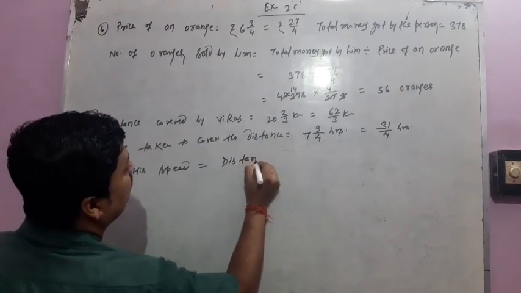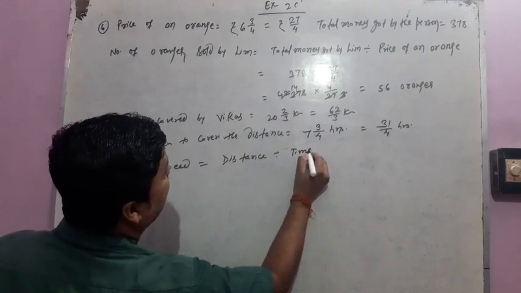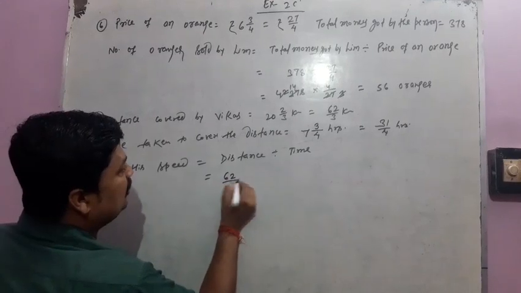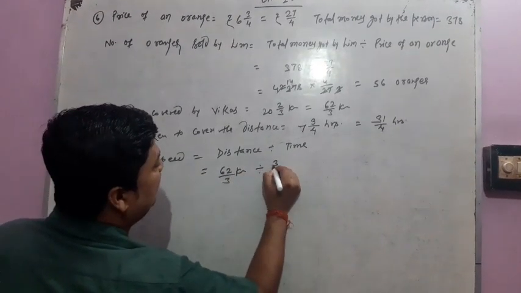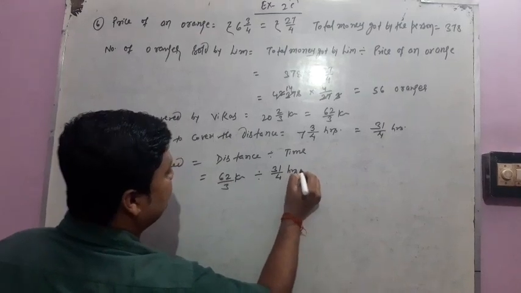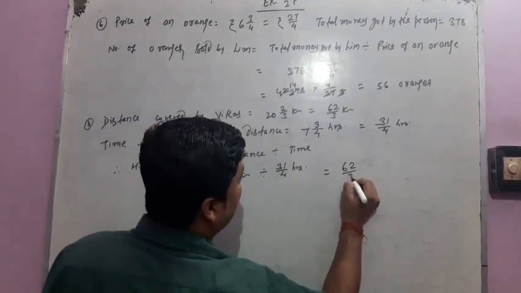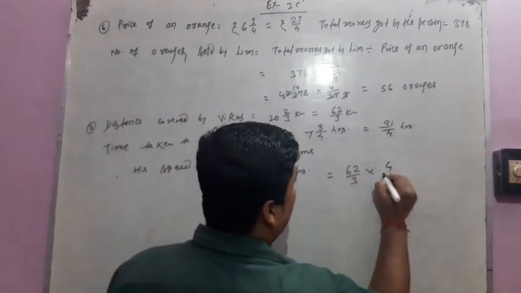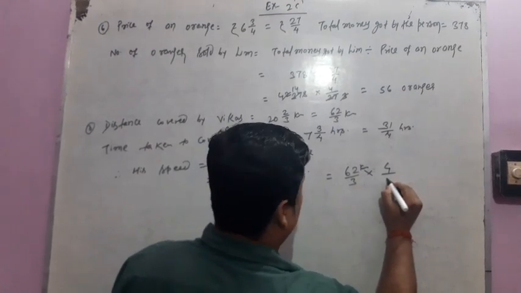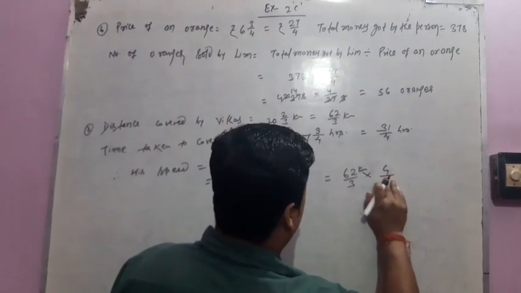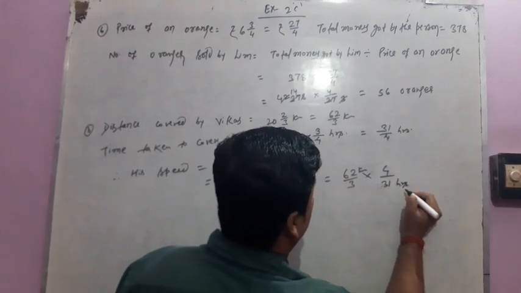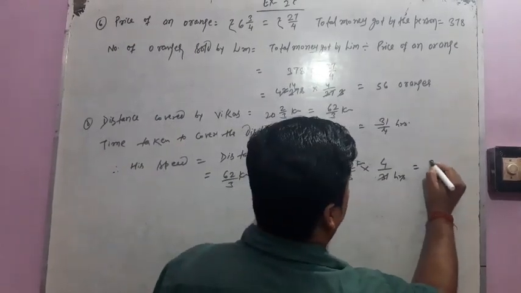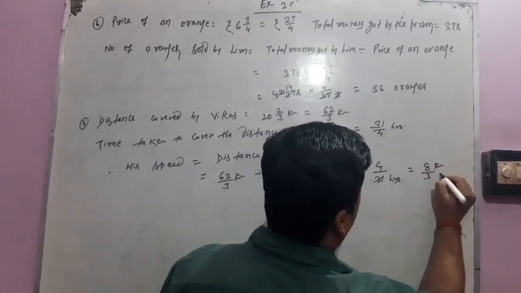distance divided by time. Here the distance is 62 by 3 km, that is divided by the time 31 by 4 hours. It's equal to 62 by 3. Now this divide sign we convert into multiply. So the next fraction becomes reciprocal, 4 by 31. 31 2s are 62, 4 2s are 8 by 3 kilometer per hour.